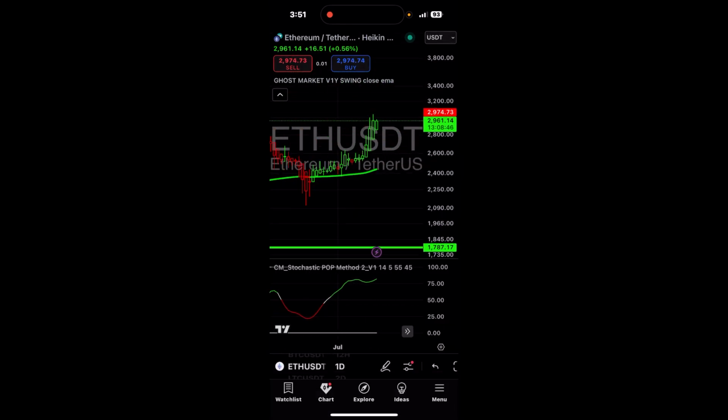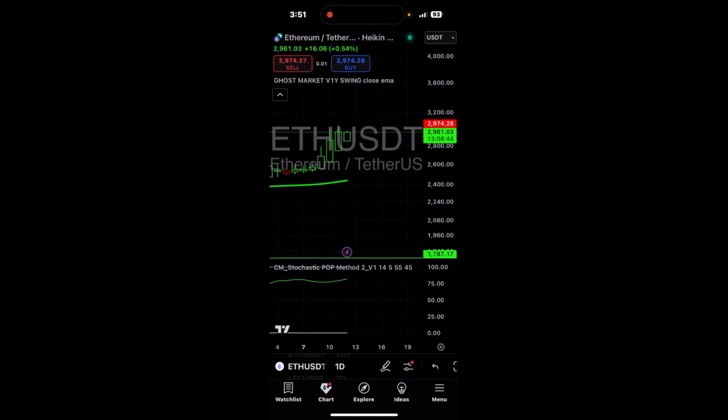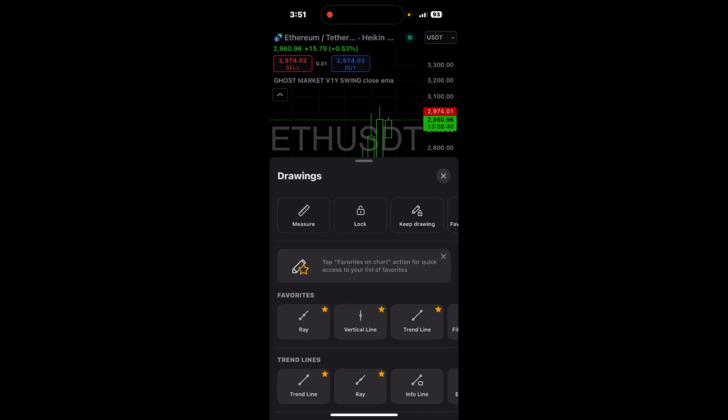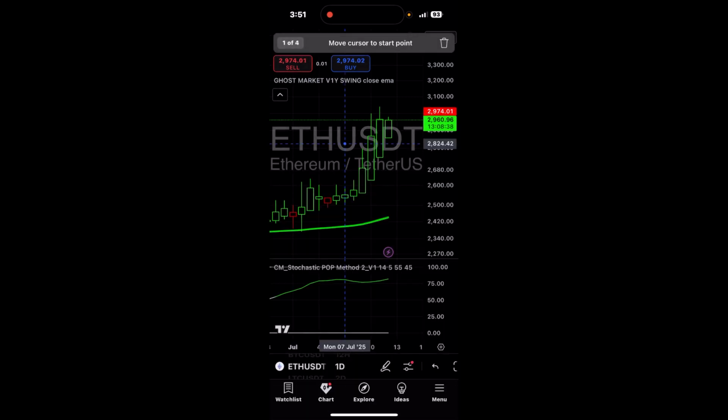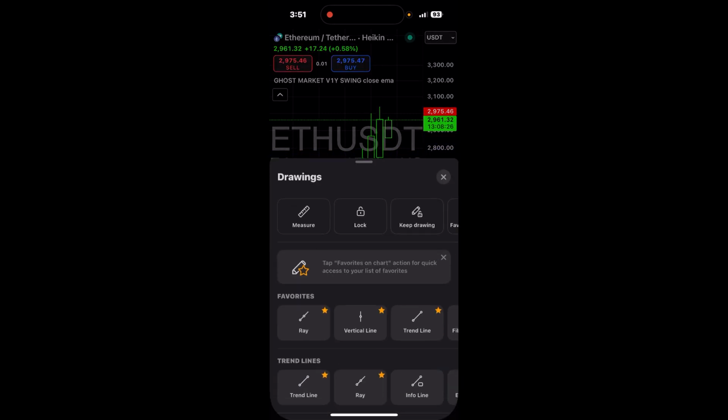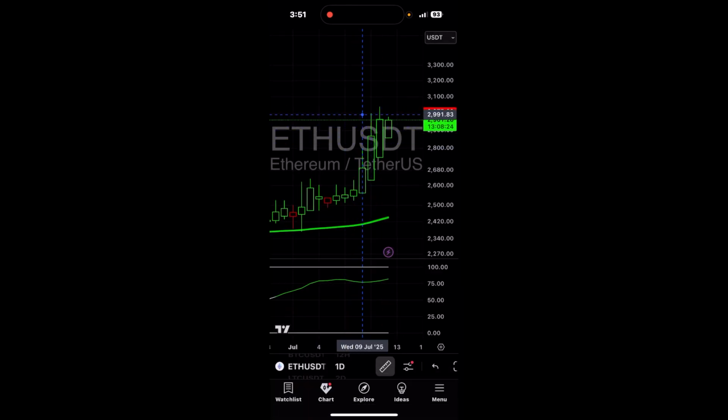Let's go to the hour real quick. What you basically want to do here is generally see how much it moves every day. If we look at the last couple days, it has moved $300 here.